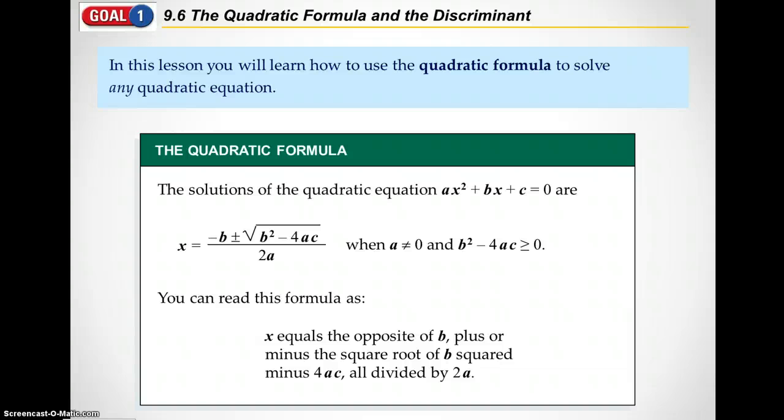So the only thing here is a cannot be equal to 0, and b squared minus 4ac, that means whatever number you get under this square root has to be greater than or equal to 0. Okay, so no negatives. You can't take the square root of a negative number yet. We will read this as x equals the opposite of b plus or minus the square root of b squared minus 4ac, all divided by 2a.